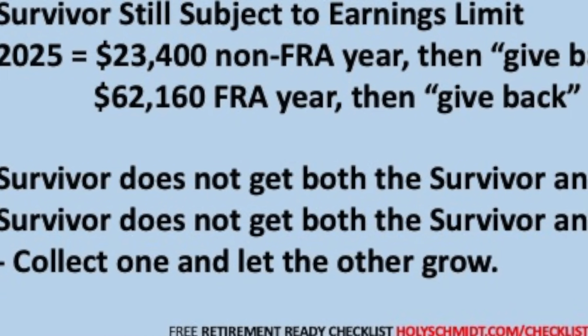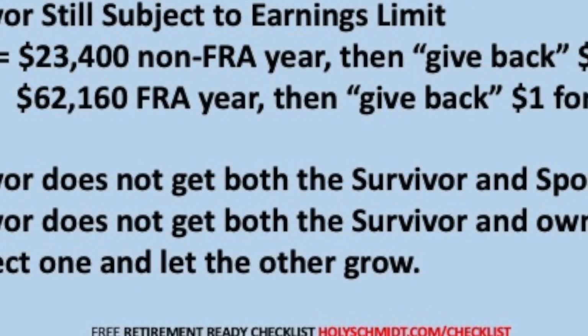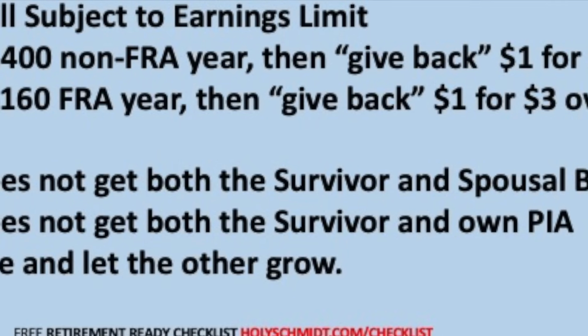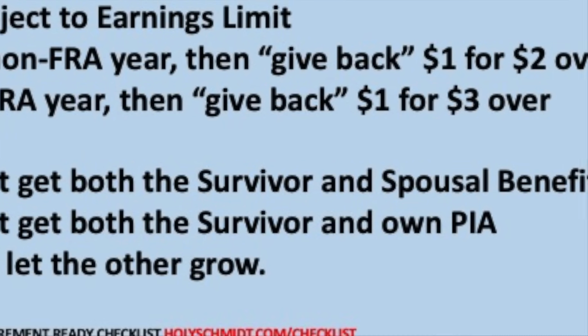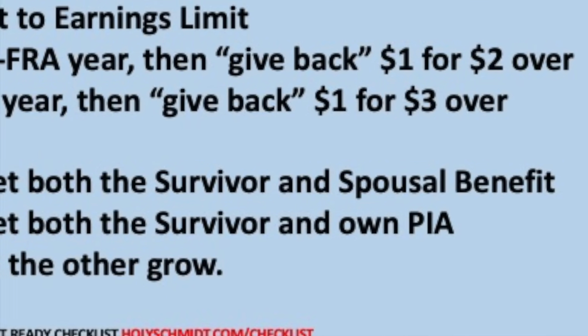The survivor doesn't get both the survivor benefit and the spousal benefit. And so in every scenario, the survivor benefit is going to be higher. The reason is that the spousal benefit is based on the primary insurance amount of the deceased in this case, and can only be up to 50% of the PIA. And so the SSA adjusts the spousal benefit to the survivor benefit.